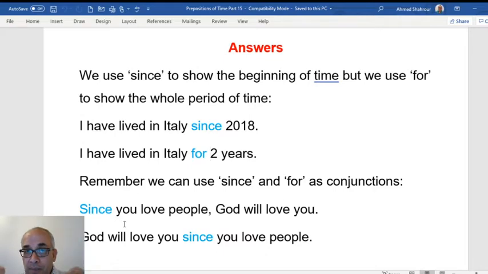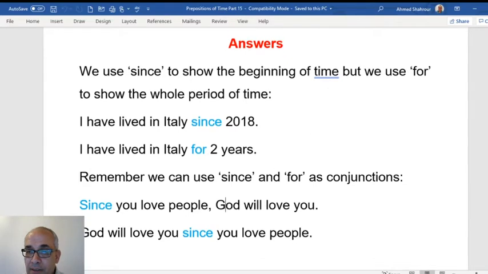And I can use since in the middle of a sentence or at the beginning of a sentence. How? Since you love people, God will love you. The second sentence, God will love you since you love people. So, in the first sentence, I use since at the beginning, I use a comma in the middle. In the second sentence, I don't use a comma, and I use since in the middle. And in both sentences, I use since to join two simple sentences.